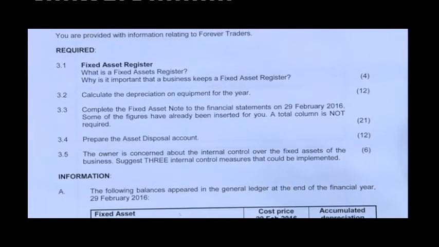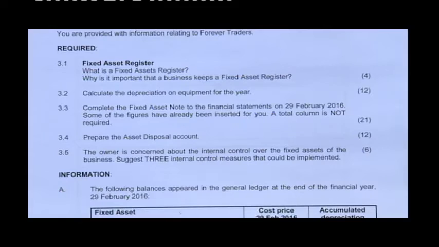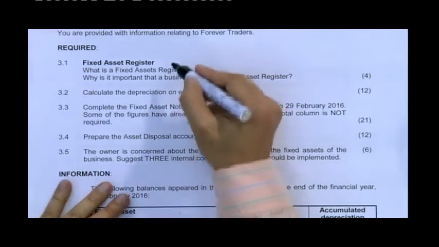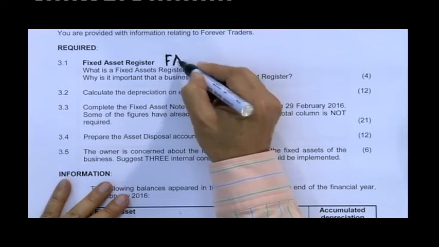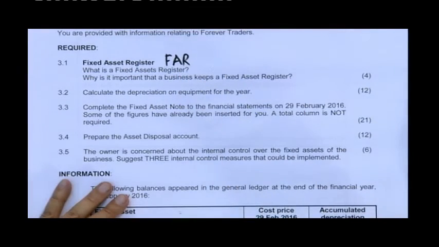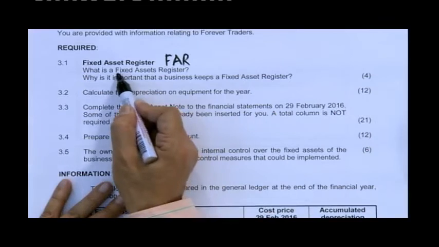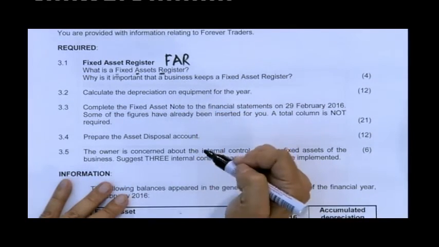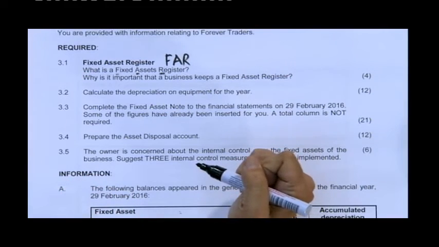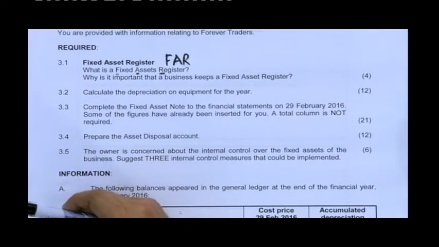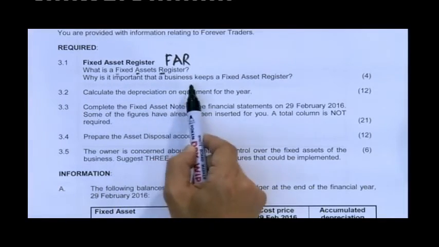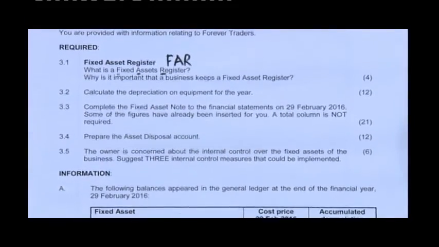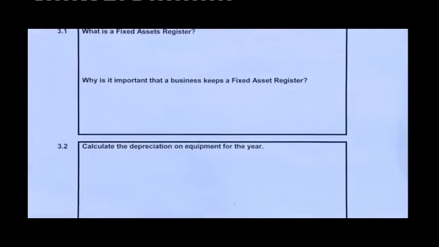Okay. Right, so what do they give us, or what do they want from us? First of all, they are talking about a fixed asset register, which we just call the FAR, which is your fixed asset register, right? Which is the F, the A, and the R. Okay, so it's asking what is a fixed asset register. Then the second part of that question is why is it important that the business keeps a fixed asset register. Okay, so the first thing, what is a fixed asset register?